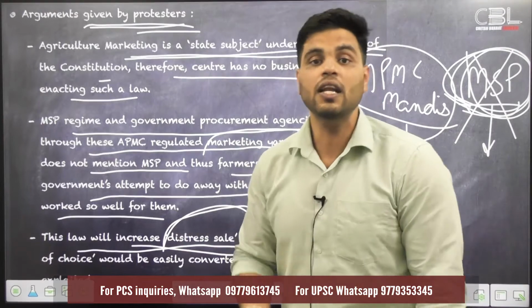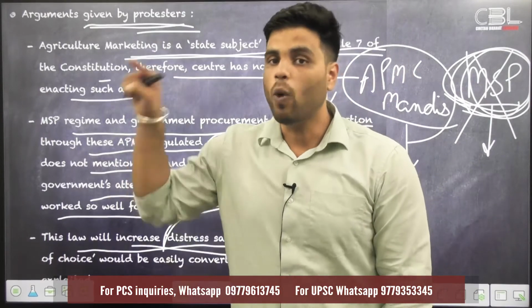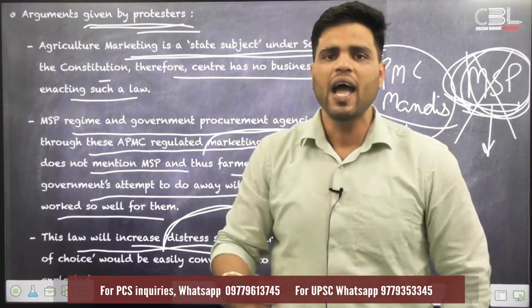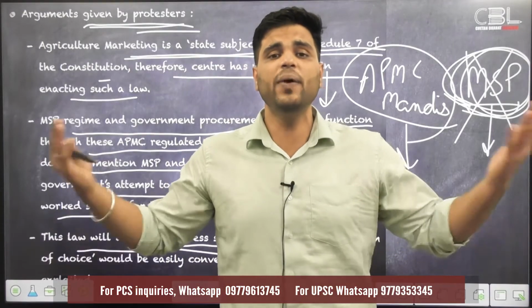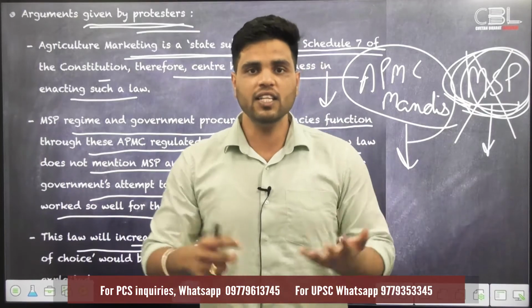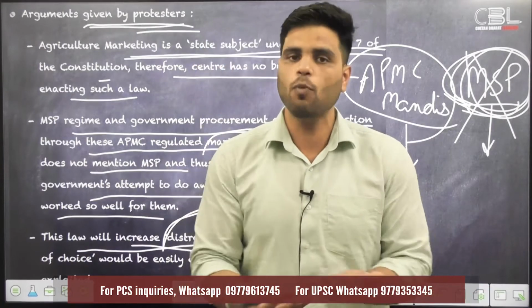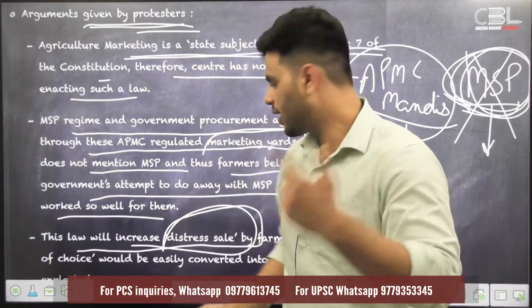Now, what is distress sale? When farmers are forced to sell at a lower price. Once these big corporate houses establish themselves, then they will force the farmers. And what choice do farmers, small and marginal farmers, have in front of these big corporate houses? Right? These big corporate houses have the power, money, muscle to exploit farmers, and small and marginal farmers have nothing to protect themselves against. Okay?